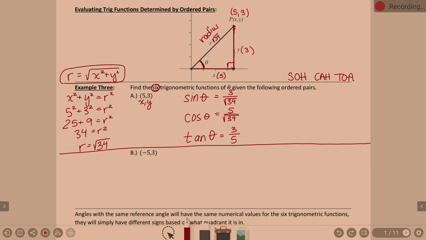Cosecant. And why are we picking cosecant? Because it's the opposite. Okay, cosecant is our reciprocal function of sine. So if sine was 3 over square root of 34, cosecant is square root of 34 over 3. What do we put across from cosine? Secant. So secant of theta is reciprocal of cosine, so it's going to be square root of 34 over 5.